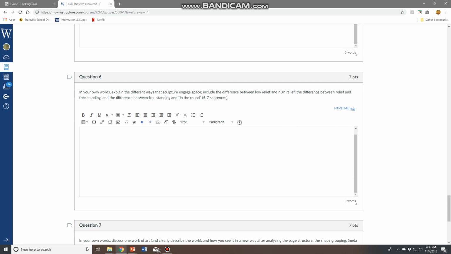Okay, so low relief to high relief, and then start talking about freestanding, which I just did in the previous question, and the difference between freestanding and in the round, which I just did. So you should be able to do all of that, and then if you do front to in the round and then fully in the round, I think you would cover all of the different ways that sculptures engage space.